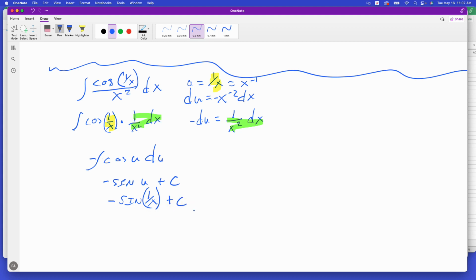quantity plus c. And by the way, you can use any variable you want. Standard notation here is c for that constant that we're adding on, because this could have originally been negative sine of 1 over x plus 5 or plus 7 or plus 12 or something else, just plus some value there. And that's what we end up with. So there is our integration by substitution.